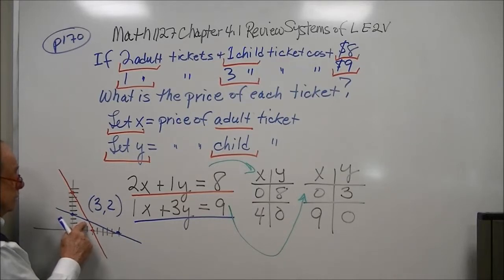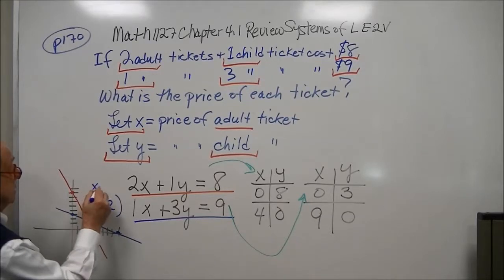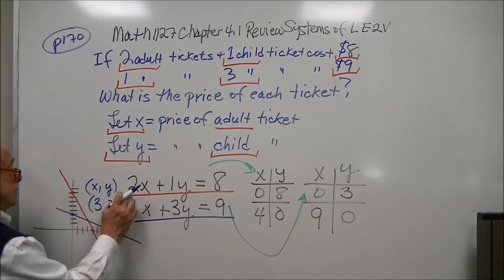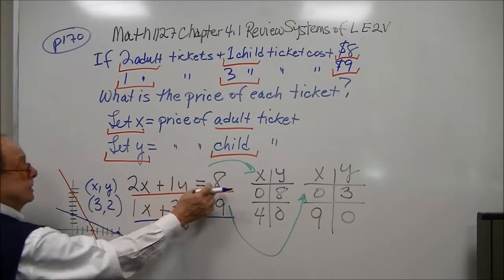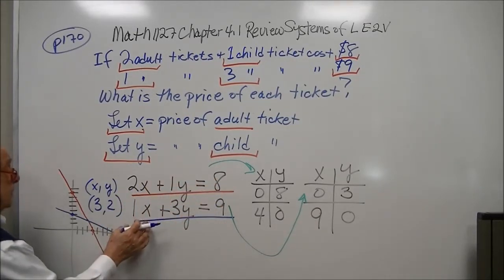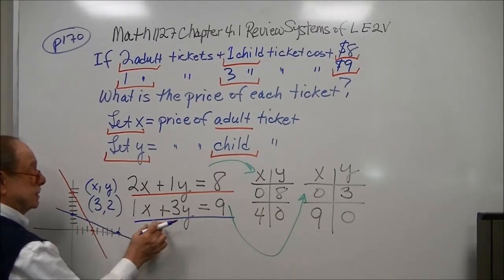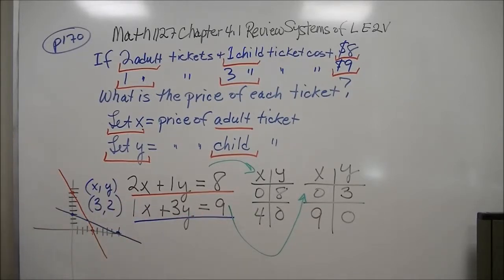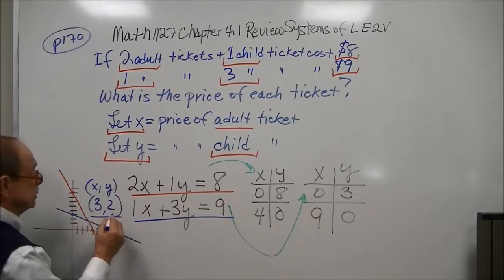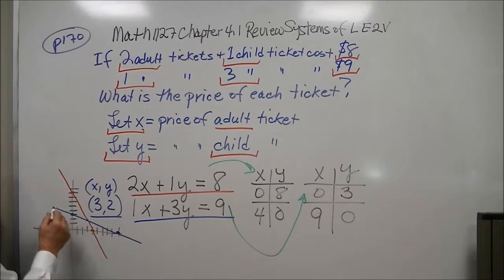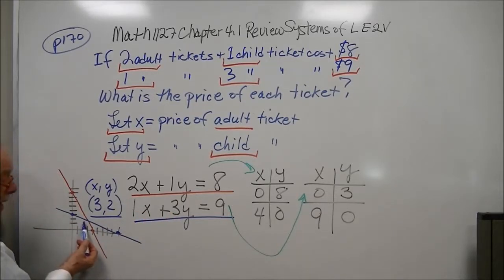And this point of intersection is at 3, 2. Now remember, the 3 is the x and the 2 is the y. And if we put it into these equations, 2 times 3 is 6, plus 2 is 8. Checks. And for this one, 3 plus 3 times 2 is 6. 3 plus 6 is 9. It checks. So this is a unique solution for this particular problem where the lines of our graphs intersect.